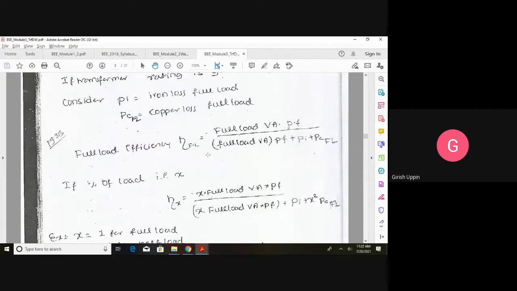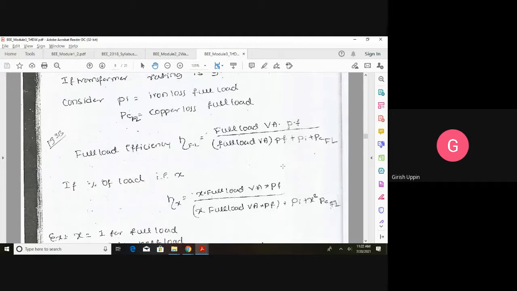Let us say we have a 100 kVA transformer, and you are asked to calculate the efficiency at full load, meaning the transformer is loaded to 100 kVA. Then you will put here 100 kVA and whatever is the given power factor, divided by 100 into power factor plus Pi, the iron loss, plus the full load copper loss, which you will specify.